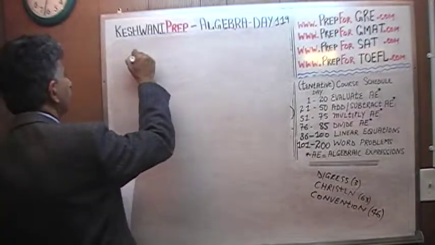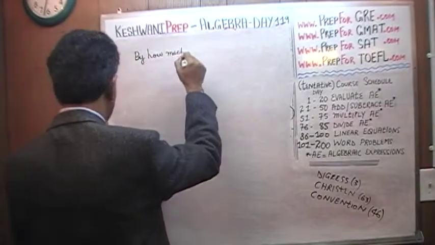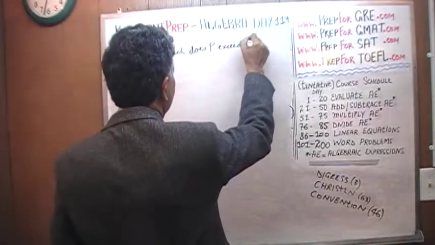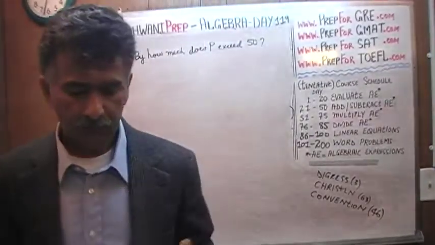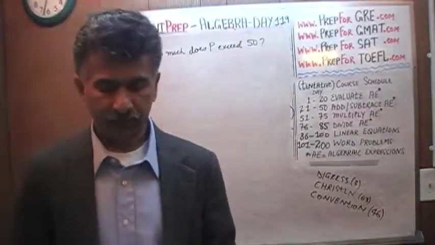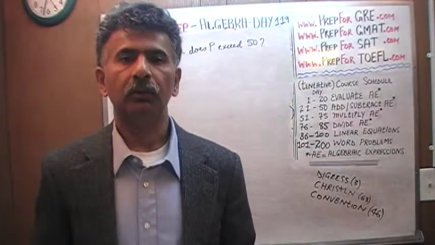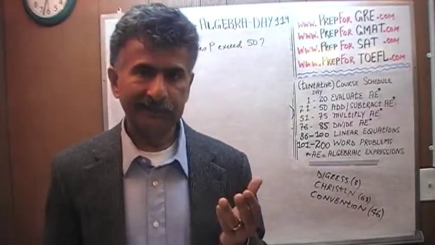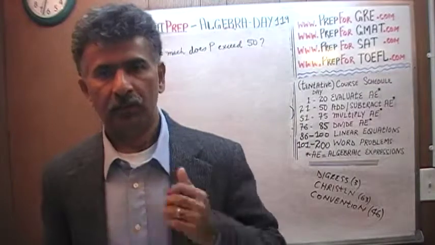Here's the question. By how much does P exceed 50? P is some number, obviously. We do not know how much it is. We are not given the value, because had we been given the value, it would have been a simple arithmetic question. So how do we go about doing it? Well, precisely so, by turning it into a simple arithmetic problem by plugging in numbers and seeing what sort of pattern holds, and whatever pattern is there, the same pattern is going to hold for our algebra question.